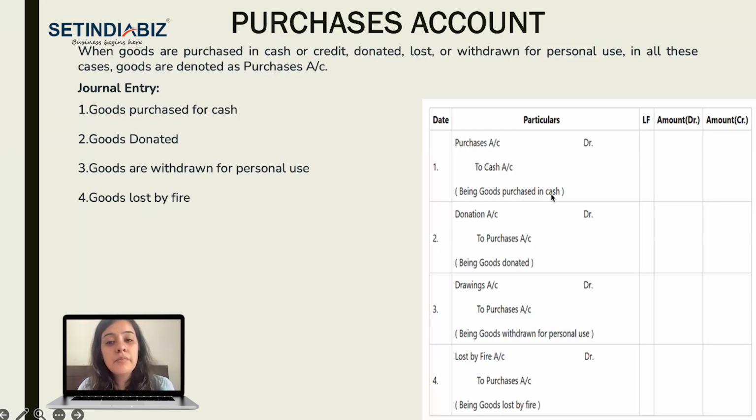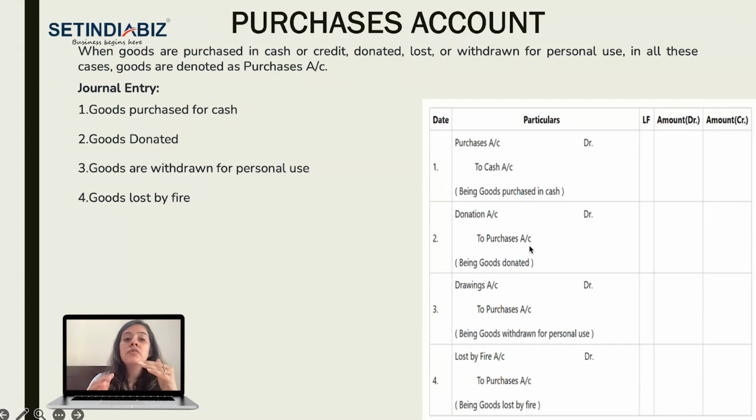We have to mention this, being goods purchased in cash. If we do not mention these two words in cash, we cannot specify whether the goods were purchased on cash or in credit. Of course, we can see with the entry, but these briefings work well, right? Then we have goods donated, donation account debited to purchases account.